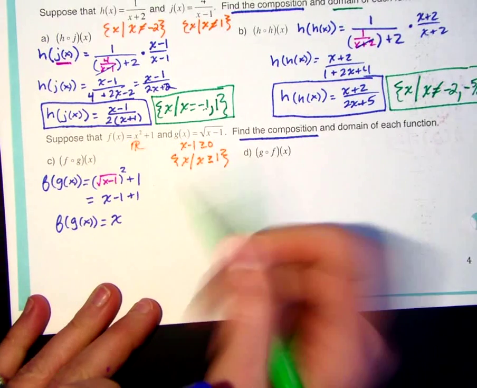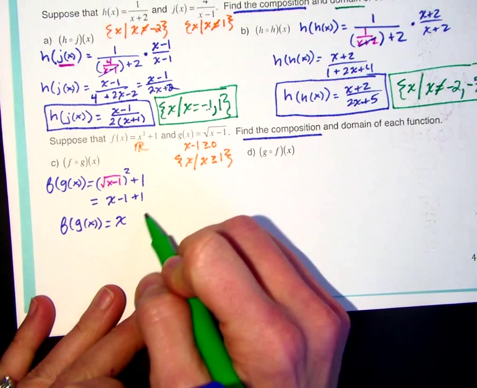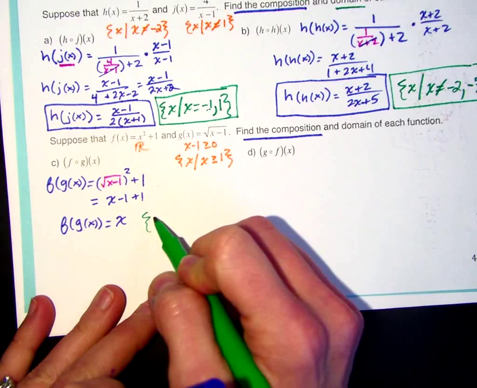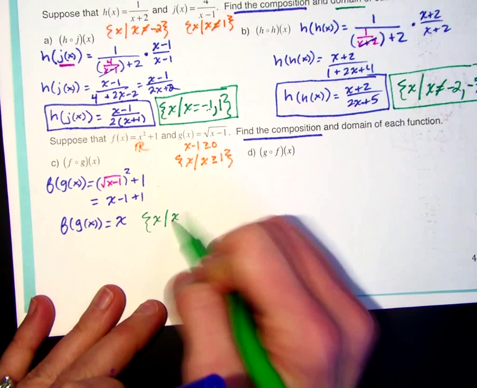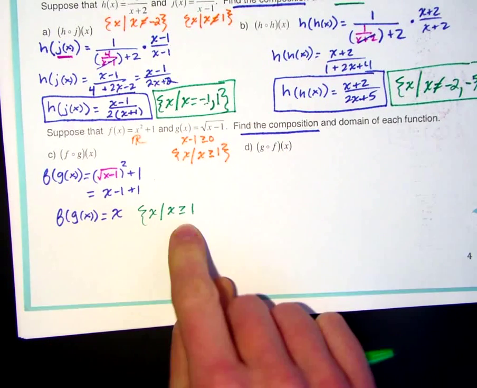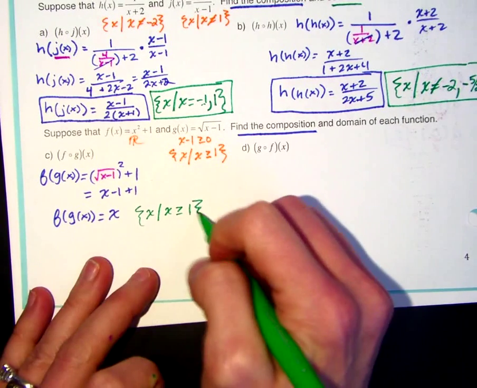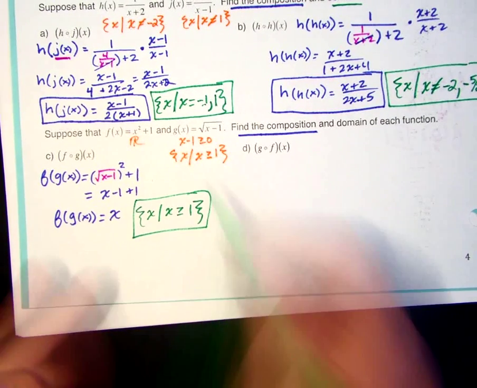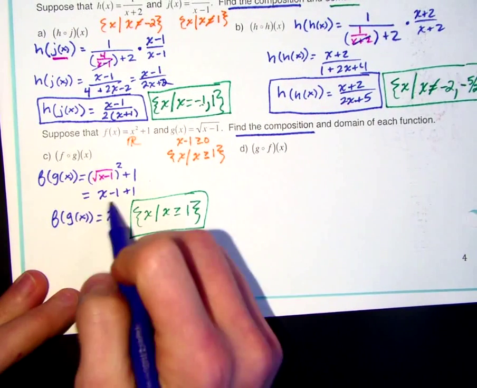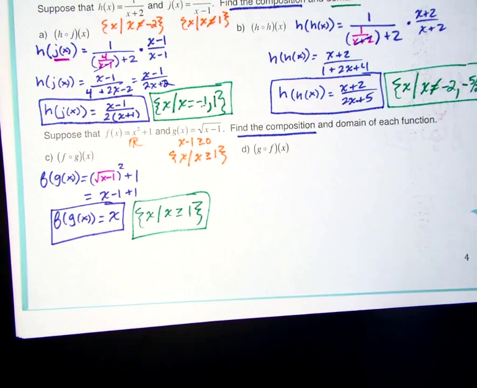Yes, excellent. We have to use the domain of g of x. So even though this is all real numbers, I was never able to plug in anything less than 1. All right? I can only have x greater than or equal to 1. So here is our domain. Here is our composition. All right?